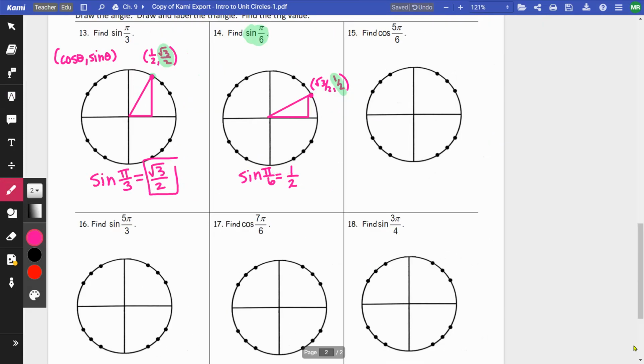Now, I'd like for us to try to finish this one. I will take the other one off, finish this, come in, and we will talk more about these on Monday. Okay.